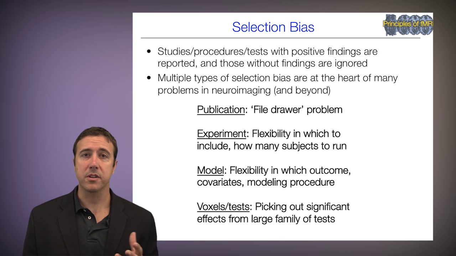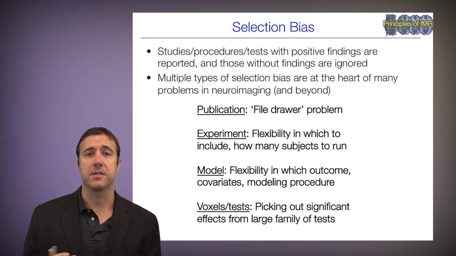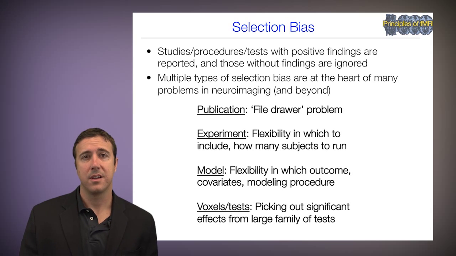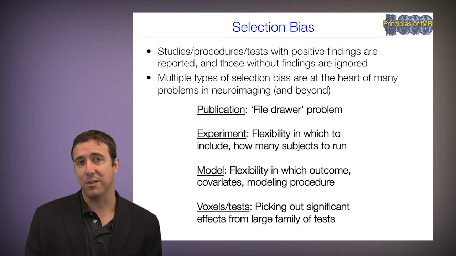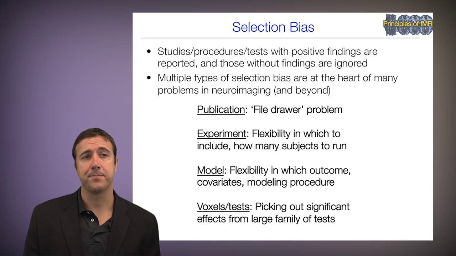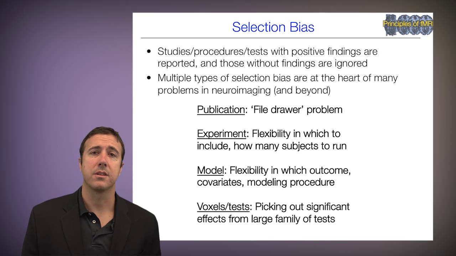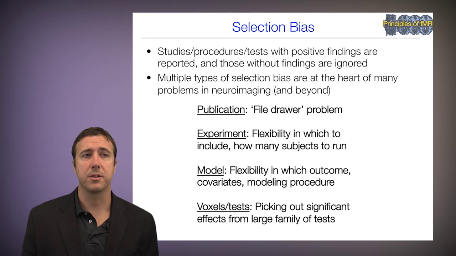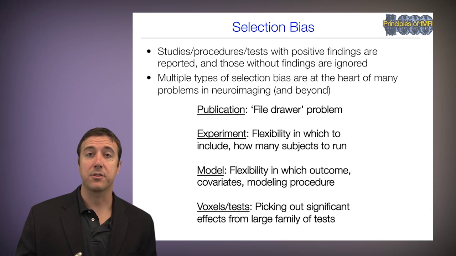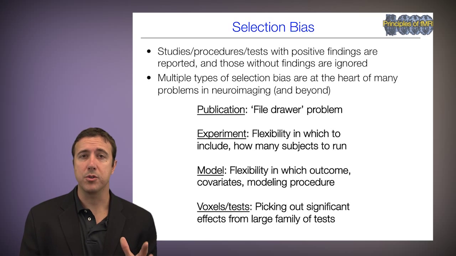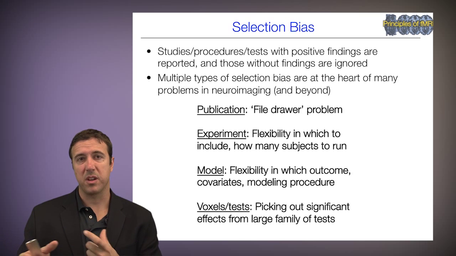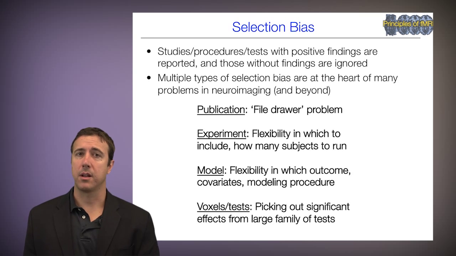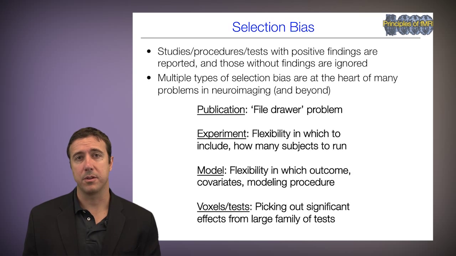There are biases at the level of selection of experiments: flexibility in which experiments to include in a paper or publication, how many subjects to run, and when you stop running subjects. If you just run subjects till you find a significant result, then that induces a bias. The third one is flexibility in the model, so model selection bias. If you exercise flexibility in which outcome you choose, which covariates you include, how you divide up the outcomes, like a median split or other kinds of divisions, and which procedures you employ, and you pick the models that look the best at the end, you're also inducing a bias.